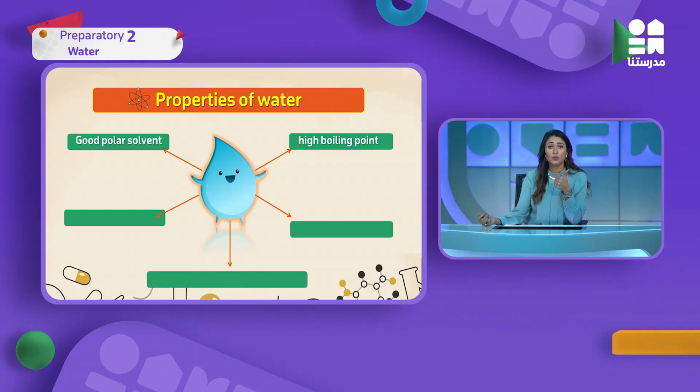Number 1, it's a good polar solvent. We will learn what a good polar solvent means. It has a high boiling point. It's neutral. Electrolysis of water, and we will discuss every property in detail. It has low density when it freezes.